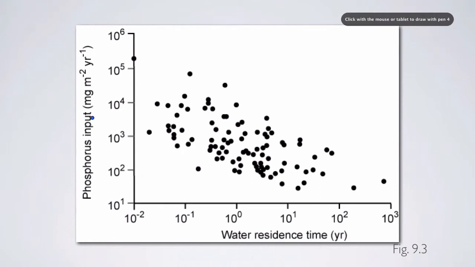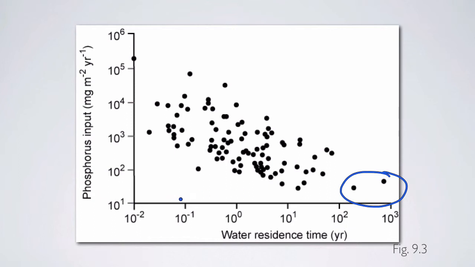On the y-axis, we have phosphorus input, milligrams per meter squared per year, where the area is going to be per meter squared of lake. Again, log axis, 10 to the first, 10 to the second, 10 to the third. And across lakes, you generally have a negative relationship. This is not a causal relationship. The mean residence time is not determining what the phosphorus input is, but what that means is that those lakes that tend to be relatively large, that have a long residence time, tend to be in areas where the phosphorus input per unit area of lake is relatively low.